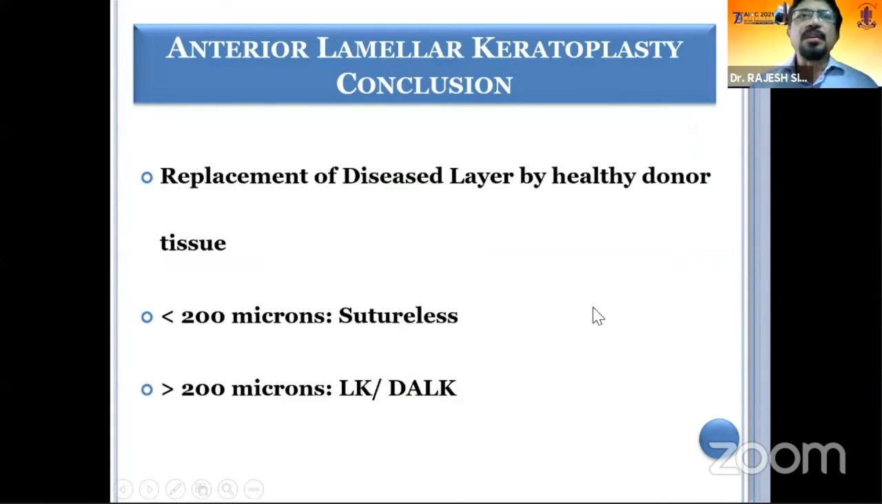So in conclusion, anterior laminar keratoplasty is a very useful tool for replacement of diseased layer by a healthy donor tissue. If the disease is involving up to 200 microns, then you can manage it without requirement of any suture. But if it's deeper down, then you have to use more tissue, and for that you require sutures. So you can do a full lamellar keratoplasty, which can be automated, ALTK, or a deep anterior lamellar keratoplasty. Thank you very much for your patient listening.